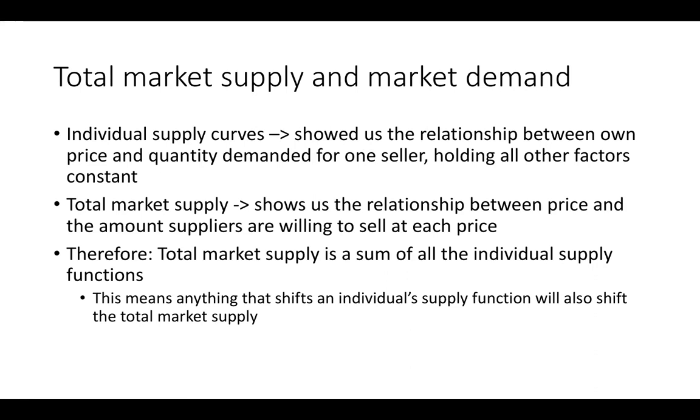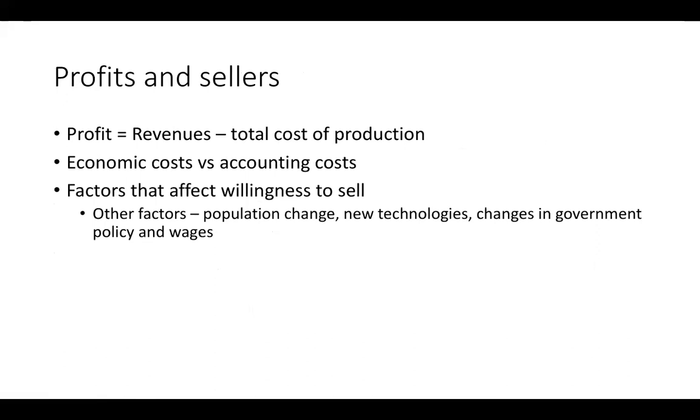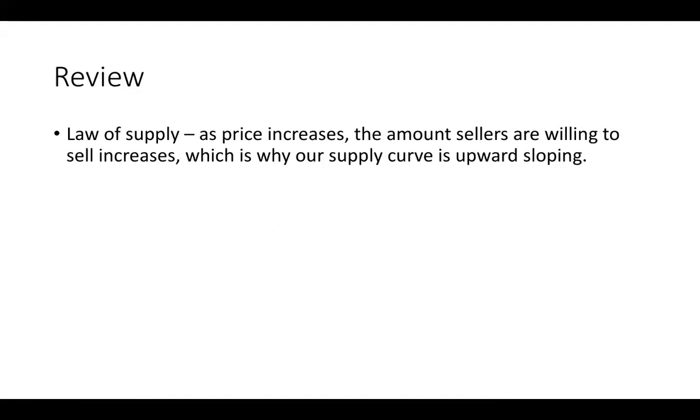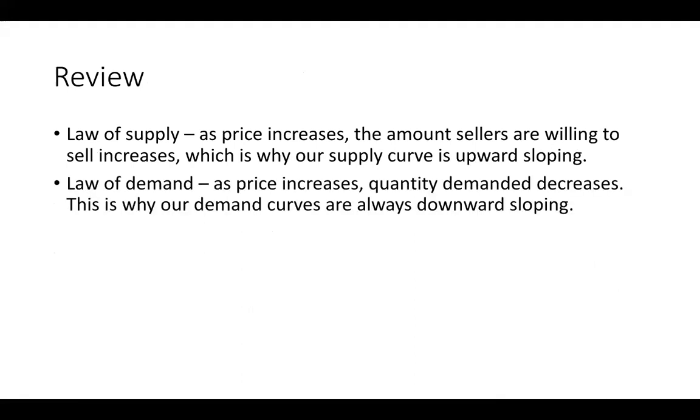So therefore, the total market supply is the sum of all of those individual supply functions. Once again, we could show the 2, 3, 4 consumers in a market and show how each little graph adds up to the bigger total market supply function. Anything that shifts an individual's willingness to sell is also going to shift the total market supply curve too. So reviewing chapters 18 and 19, we looked at law of supply and law of demand.